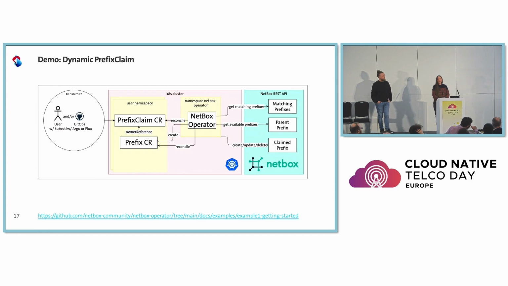All right, so in our case, we're not limited to that one prefix, but we can use any prefix that has the custom field environment set to prod. For this, we have a dynamic version of this prefix claim, which will filter the prefixes in NetBox based on custom fields. So here, the NetBox operator will first do the filters of the possible parent prefixes, then it will select one and assign a prefix from there.